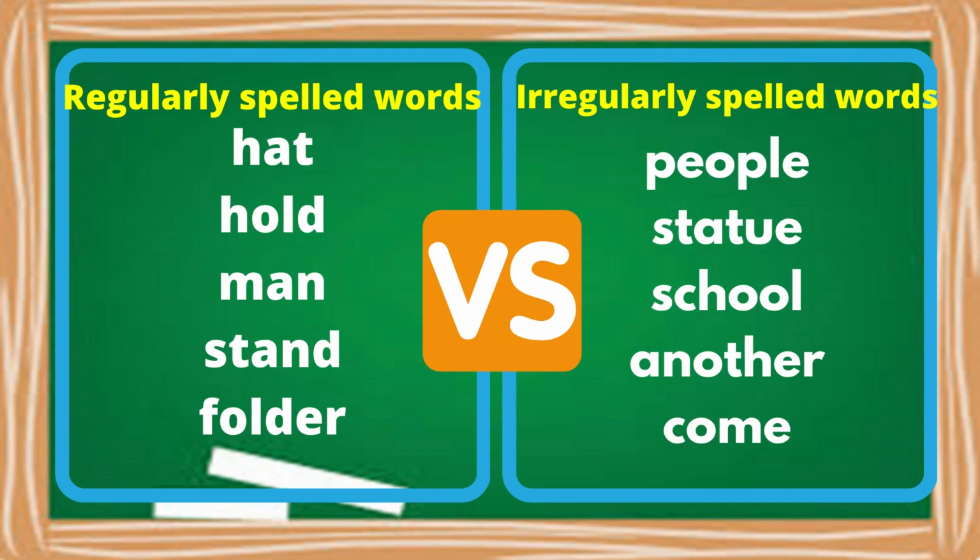Pretty simple, right? Unlike irregularly spelled words, they are read differently, and there are letters in a word that are not sounded. For example, people, statue, school. Another, come. So from this bunch of words, not all letters are sounded, and the words are read differently. Compared to regularly spelled words, they are read as they are. Okay?